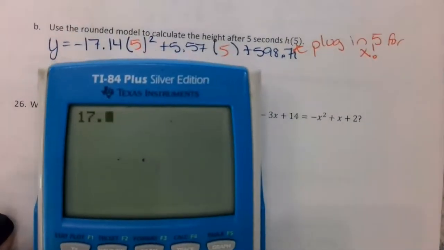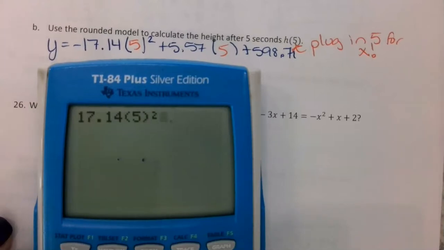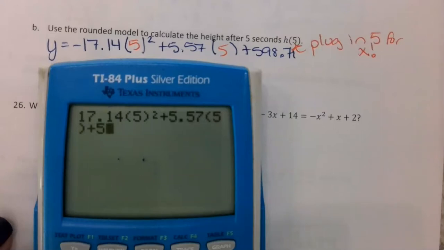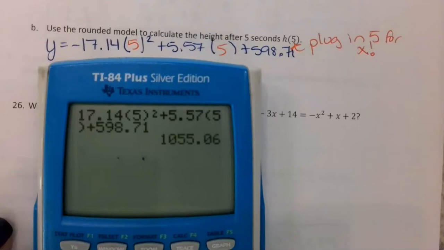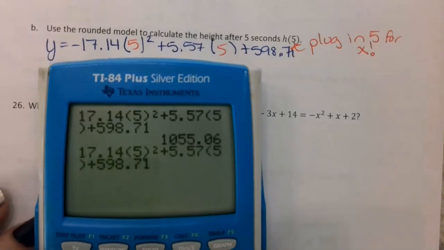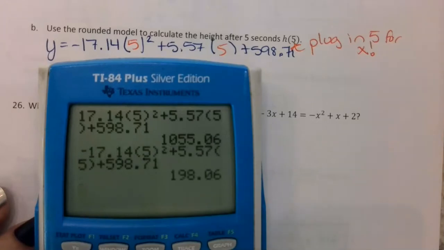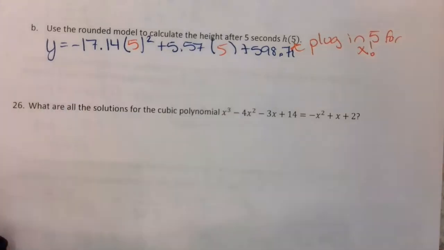So I have negative 17.14 parentheses 5 squared plus 5.57 parentheses 5 plus 598.71. Then I press enter, and it gives me my answer. It was negative 17.14, which is 198.06.